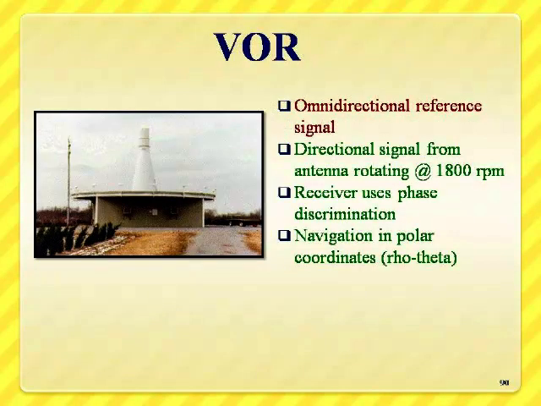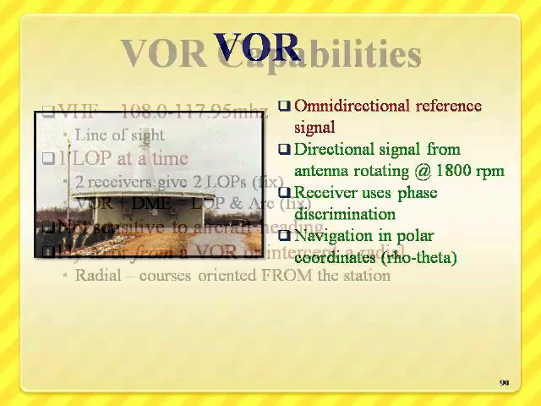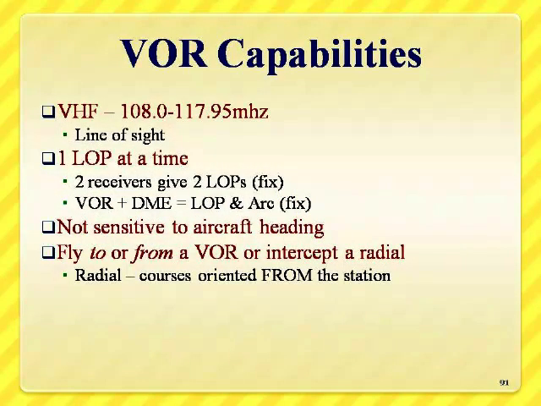A VOR sends an omnidirectional reference signal and a directional signal from an antenna rotating at 1800 RPM. A receiver uses phase information, and navigation is possible in polar coordinates, that is rho and theta. What are the characteristics? The VHF, as mentioned already, operates in the range of 108 to almost 118 MHz.